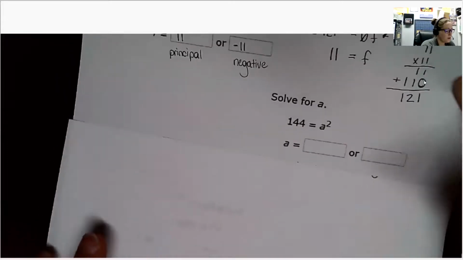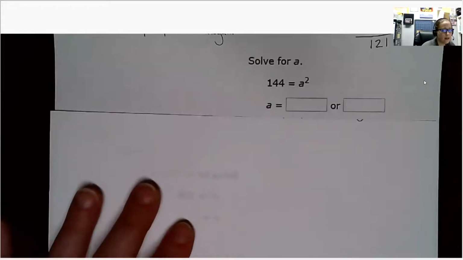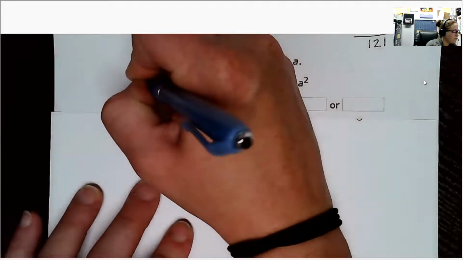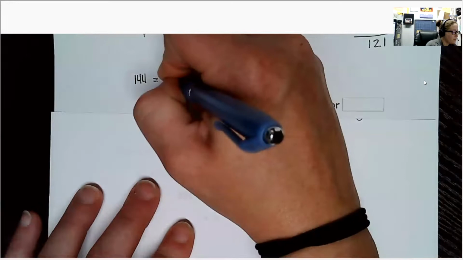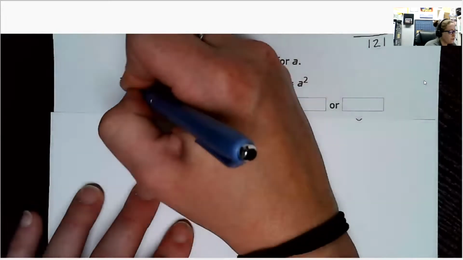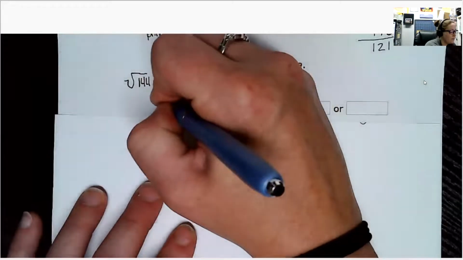What about this one? Okay, so this one, same setup. We're solving for a now. It's okay that the number is on the other side. So we've got our number over here, and then we've got our variable on the other side. So we're going to find the square root of both sides. This is going to cancel for us, leaving us with just a.